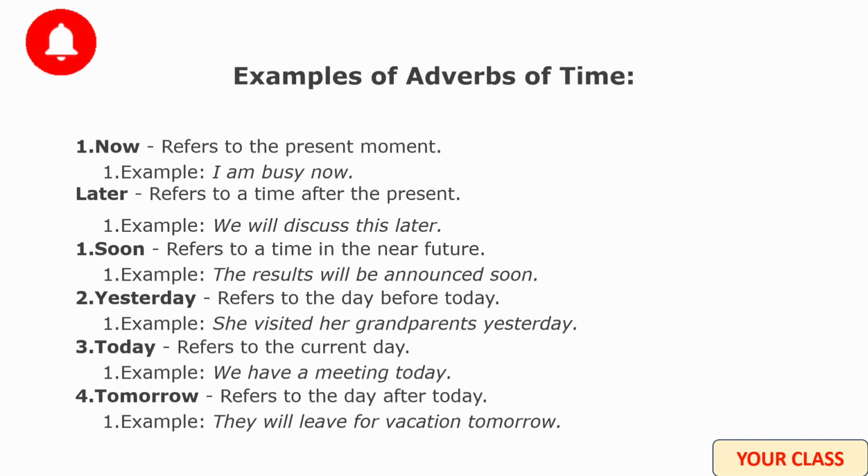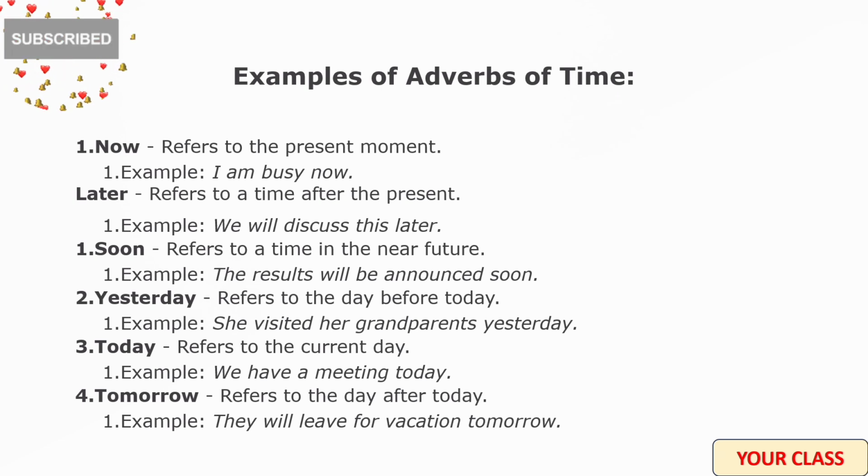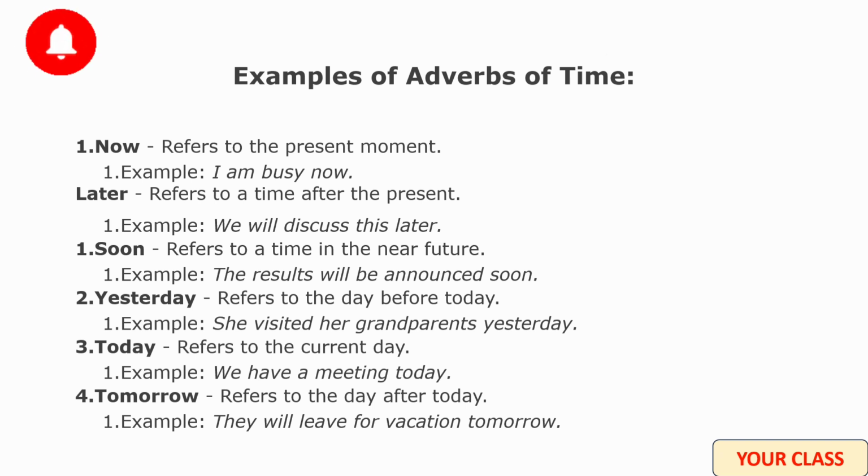Today. This refers to the current day, meaning something is happening or will happen on this day. For example, we have a meeting today. The meeting is happening on the present day. Tomorrow. This refers to the day after today, meaning something that will happen in the near future, specifically the next day. For example, they will leave for vacation tomorrow. The vacation will start the following day.